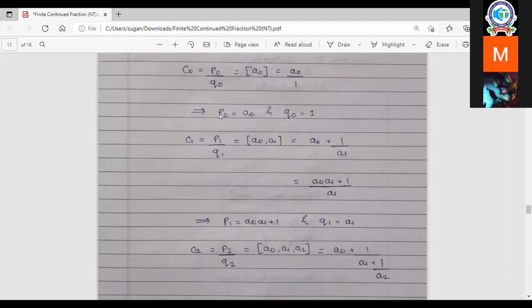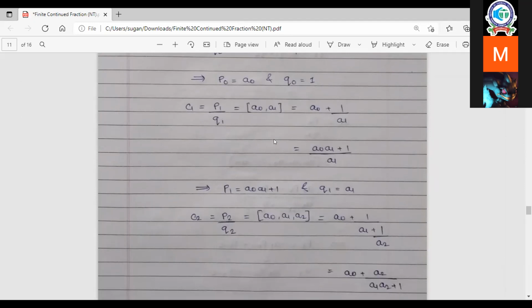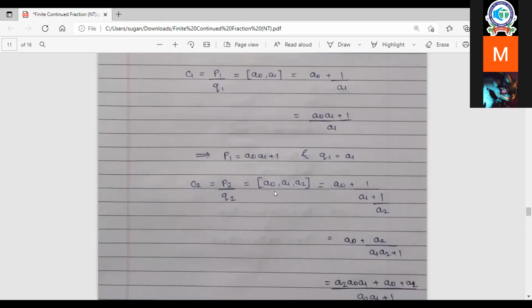Fine, good. So C1 is equal to P1 by Q1. You got the P1 value and the Q1 value, right? Yes, sir. Can you express P1 in terms of P0? P0 equal to A0, right? Can you tell me P1 equal to? P1 equal to A1 P0 plus 1. Very good. So Q1 equal to A1 only, right? Yes. Okay, now go to P2.